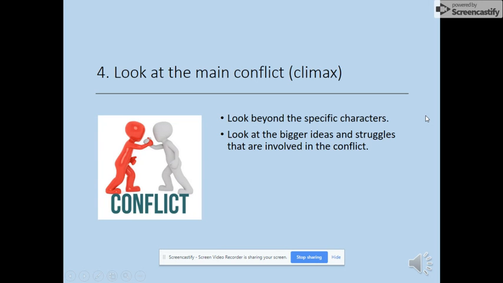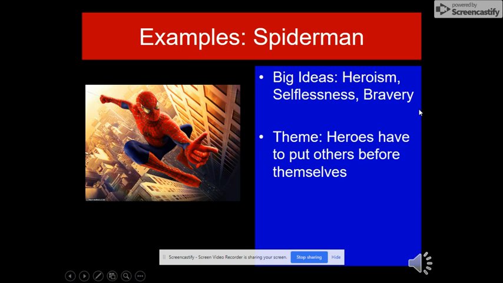So some examples, Spider-Man. Some of the big ideas are heroism, selflessness, and bravery. One of the themes would be heroes have to put others before themselves. So the theme is a complete statement that deals with one of the topics, but it's a complete sentence. Another theme could be with great power comes great responsibility.